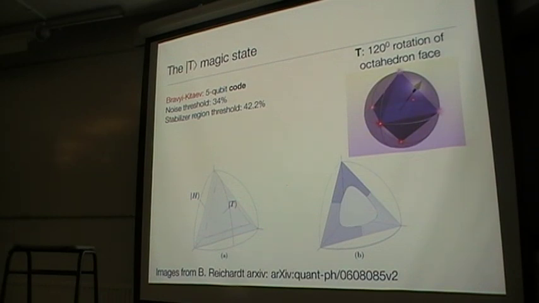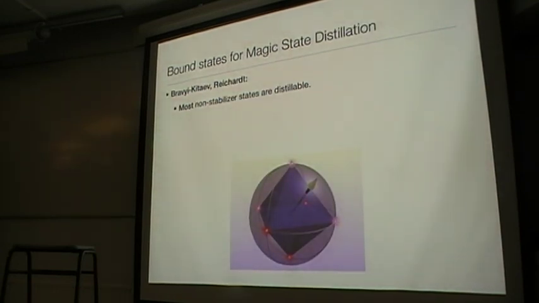Browne and Kitaev showed that T states could be distilled using the 5-qubit code, and there they got a noise threshold of 34%. So that's a pretty high amount of noise that can be tolerated here. But it's quite far away from the stabilizer region threshold, which is at 42%. So between Browne and Kitaev's work and Reichard's work, we see that most non-stabilizer states are distillable. So most states living outside this octahedron are resources which you can use to achieve universal quantum computation. And that was a very nice result.